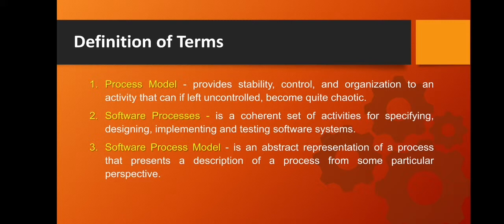The second is the software process. A software process is a coherent set of activities for specifying, designing, implementing, and testing software systems. And lastly, software process model. A software process model is an abstract representation of a process that presents a description of a process from some particular perspective.